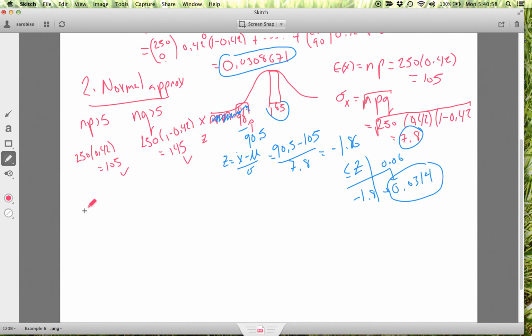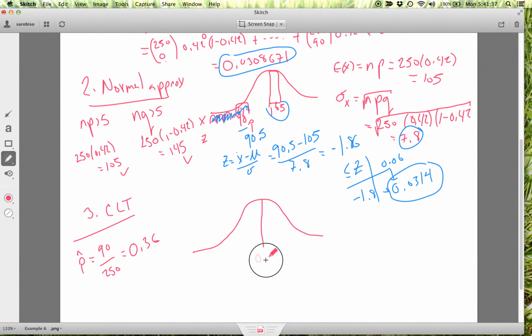Okay, the third way to answer this question is by using the central limit theorem. Okay, so the central limit theorem, we can calculate this probability here by finding what our sample proportion is. Remember, we said that we wanted at least 90 out of the 250 to be females. This gives us a sample proportion of 0.36 to be females.